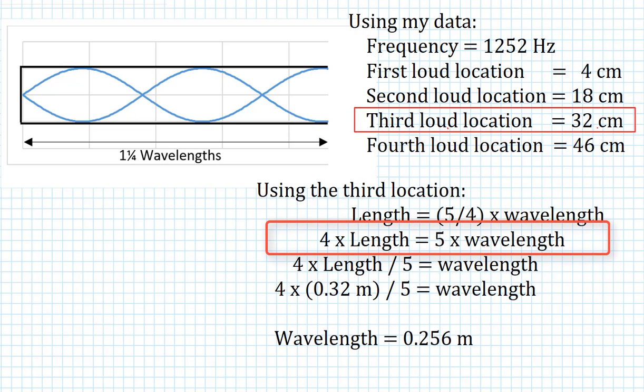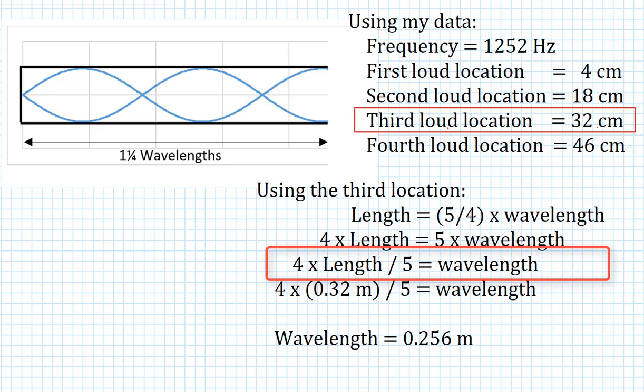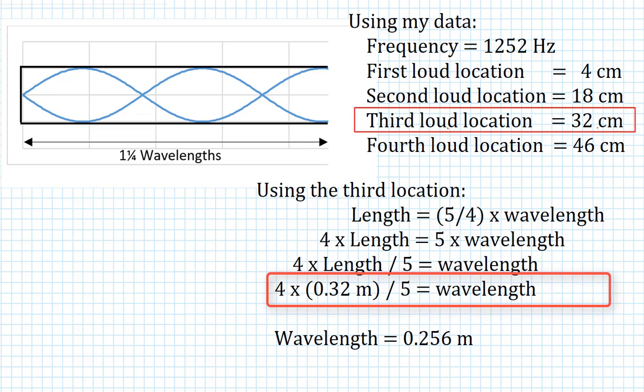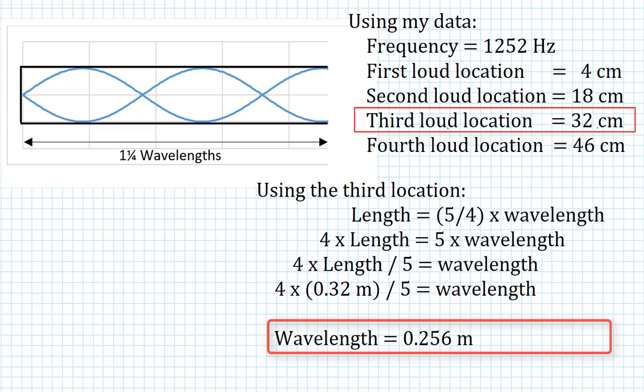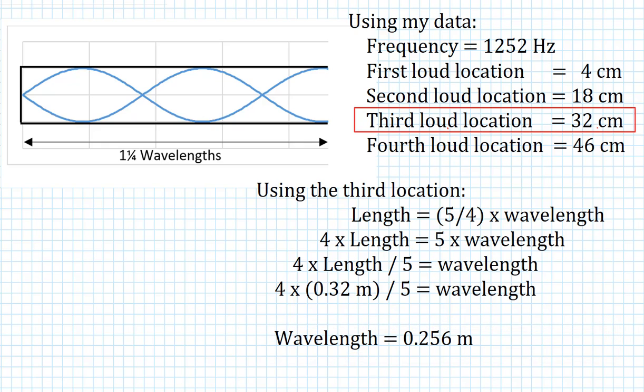I multiply both sides by 4. I divide both sides of my equation by 5. And I get 4 times the length, and the length is 0.32 meters, divided by 5 gives me the wavelength. So my wavelength in this case came out to be 0.256 meters, 25.6 centimeters.